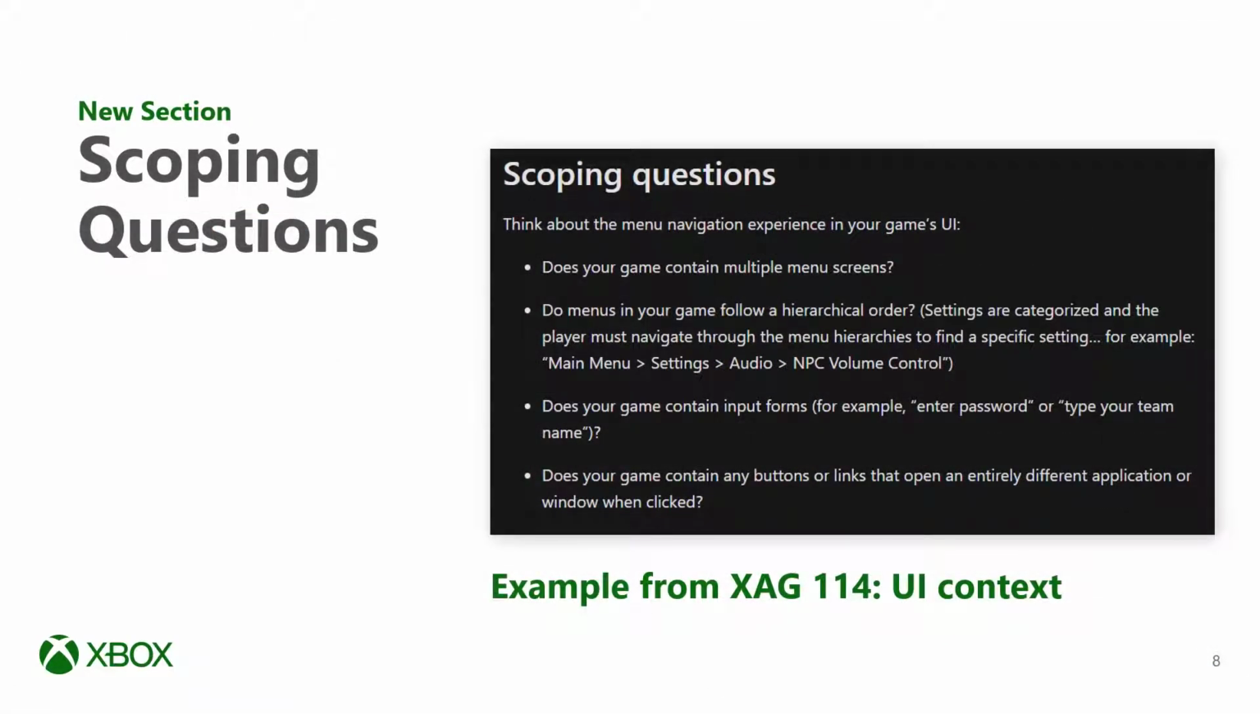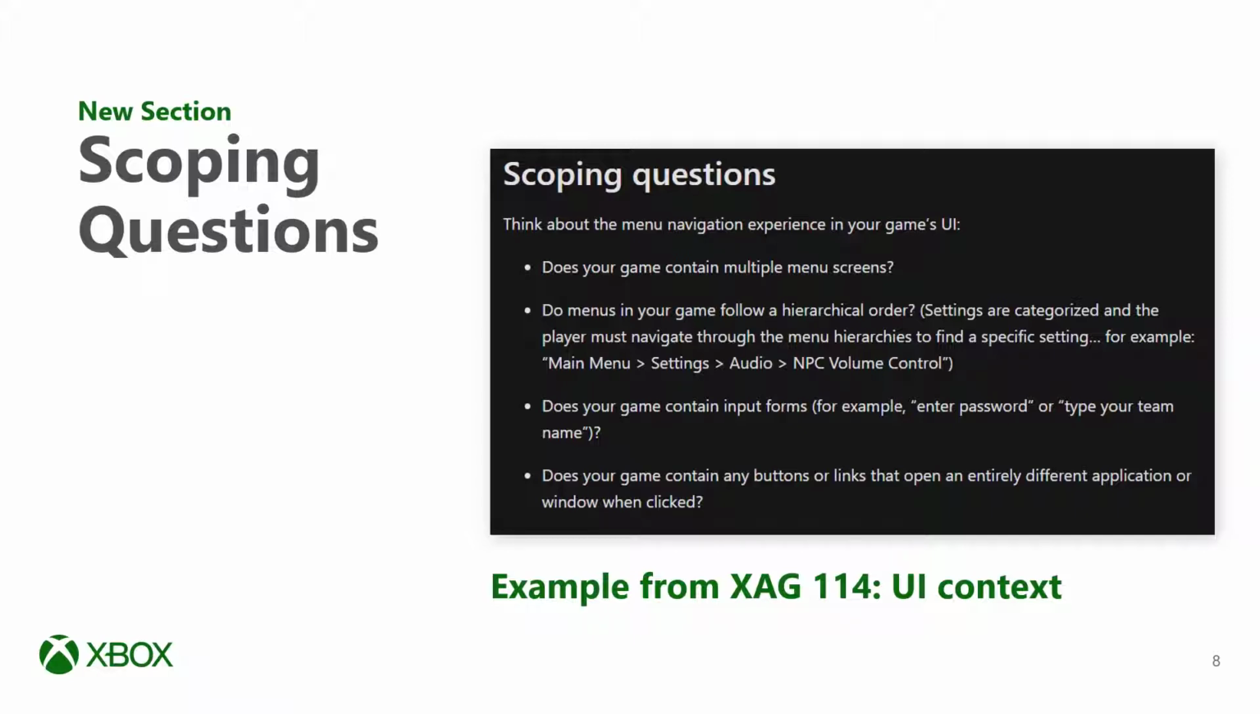Next, we have the addition of a new section called the Scoping Questions. We realize that every game or user experience is really different, and the core mechanisms and goals and interfaces can really widely differ from one game to another, so we wanted to make it easier for developers to determine which ZAGs are most relevant to their game in particular by providing this new section that has scoping questions. And these scoping questions are generally a yes-no prompted guide that lists various game elements that can be impacted by each ZAG. So here we have an example from the scoping questions for ZAG 114, which covers UI context guidelines.